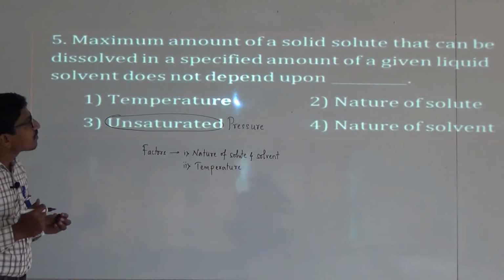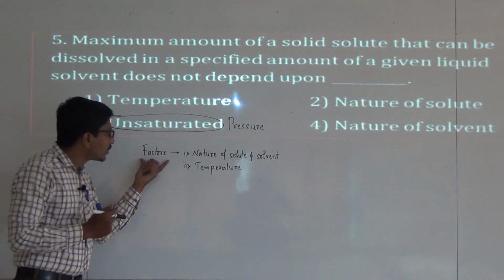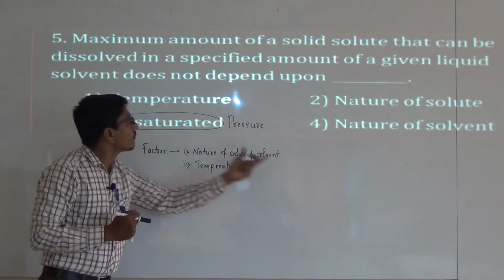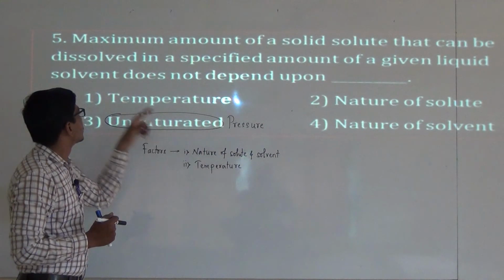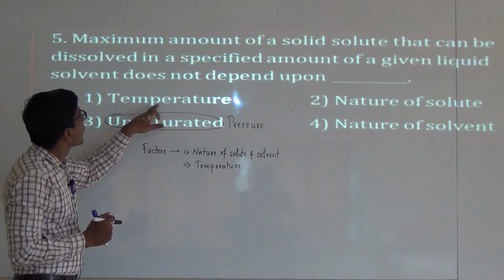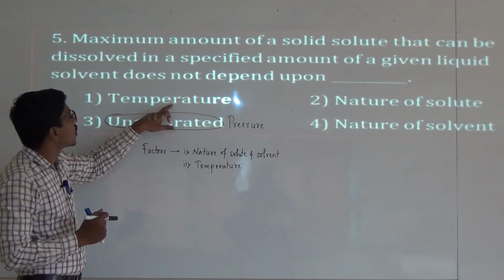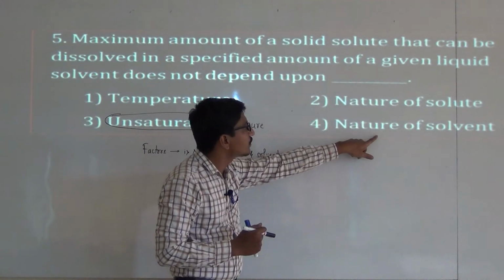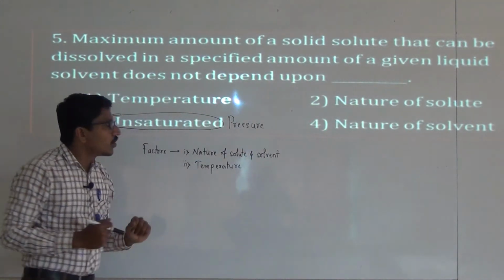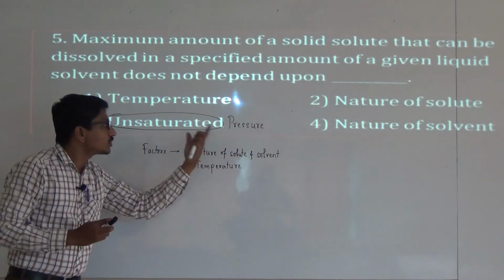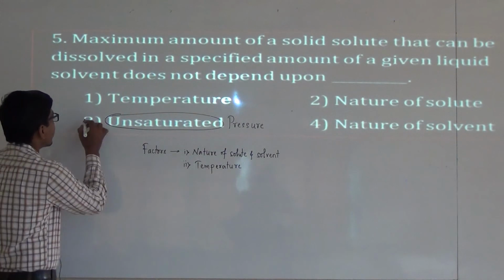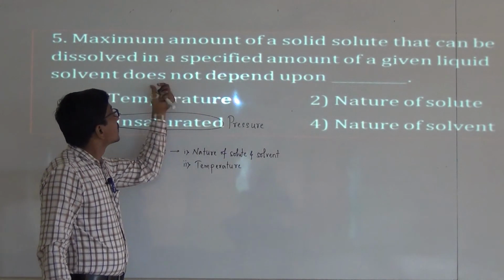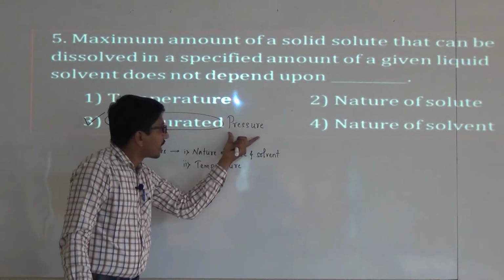In this, the solubility of solid in liquid is affected by the nature of solute and solvent, and second one temperature. First option, this is the factor which affects the solubility of solid in liquid, depends on temperature, nature of solute as well as nature of solvent. All these three options are factors influencing the solubility of solid in liquid, but the third one is pressure, which is independent, does not depend on the pressure.